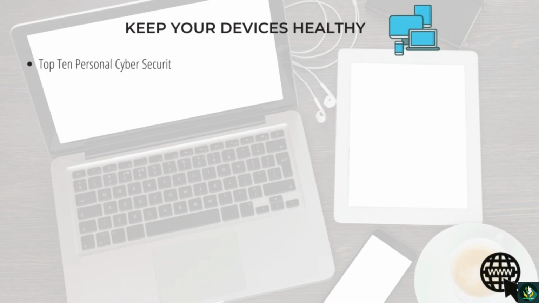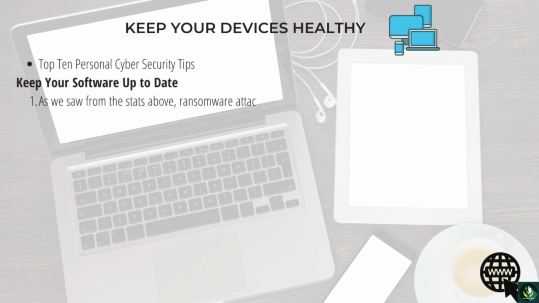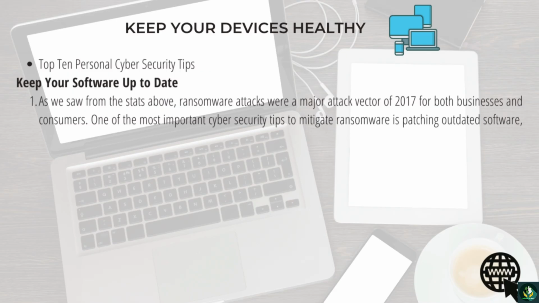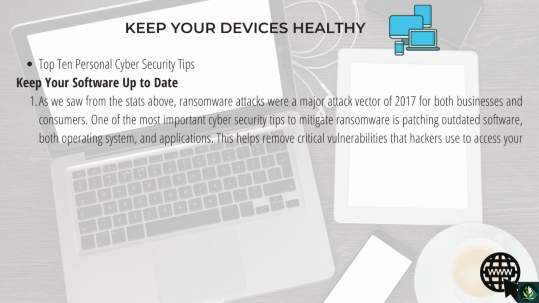Top 10 Personal Cybersecurity Tips. 1. Keep your software up to date. As we saw from the stats above, ransomware attacks were a major attack vector of 2017 for both businesses and consumers. One of the most important cybersecurity tips to mitigate ransomware is patching outdated software, both operating system and applications. This helps remove critical vulnerabilities that hackers use to access your devices.